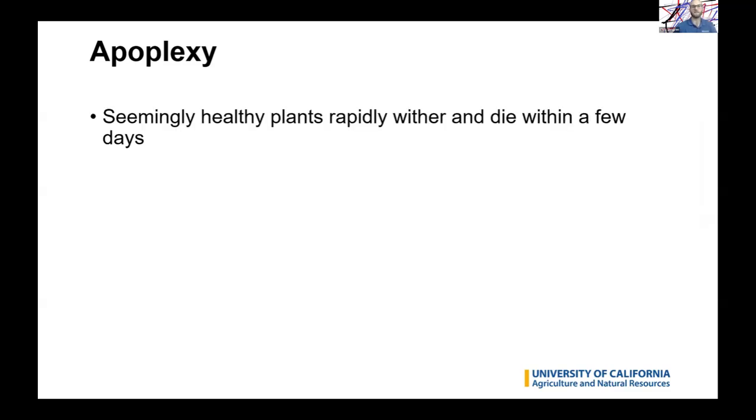Just to throw another term out at you guys that you will probably experience, especially in these summer months in Southern California, is this term apoplexy. What this is, is seemingly healthy plants rapidly withering and dying within a short time period. Generally, it could be as quick as within a few days, or when we're talking about trees, it could be a period of time over 3 to 4 months.